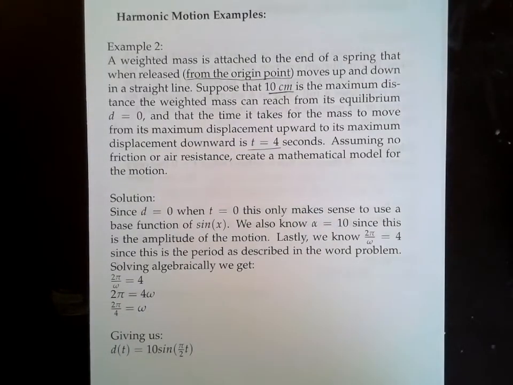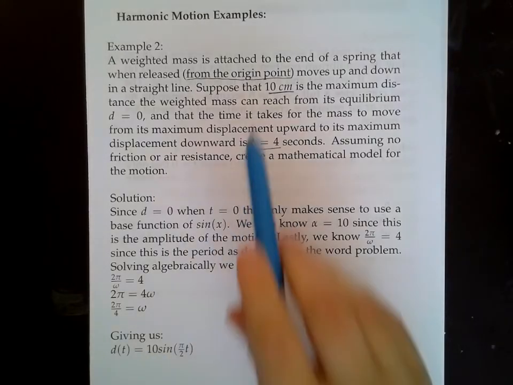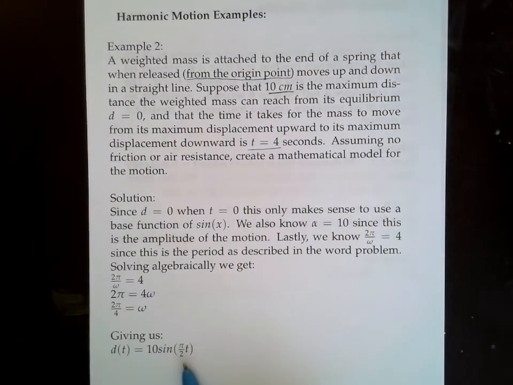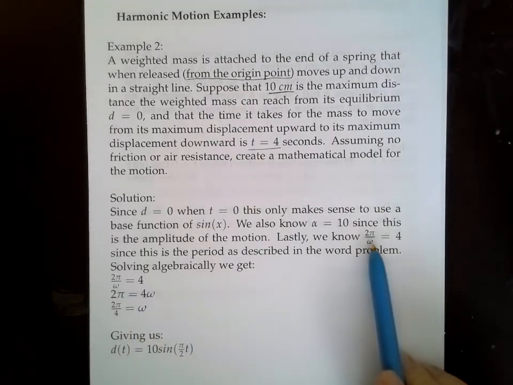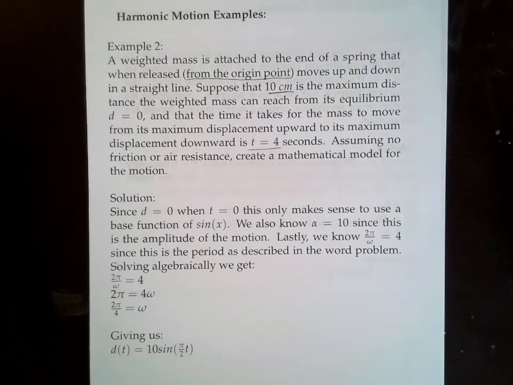So we took a bunch of information that we knew to find a bunch of information that we didn't, to find our mathematical model, which in this case is going to be d of t is equal to 10, because again that's our maximum displacement, sine, because this is released from the origin point, times pi over 2 t, because pi over 2 was the omega that we found based on what we know about the period.